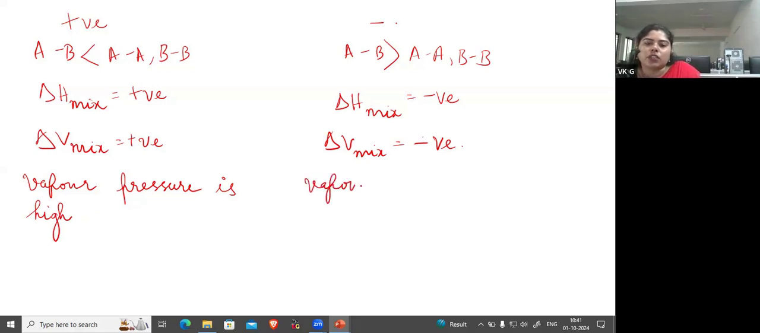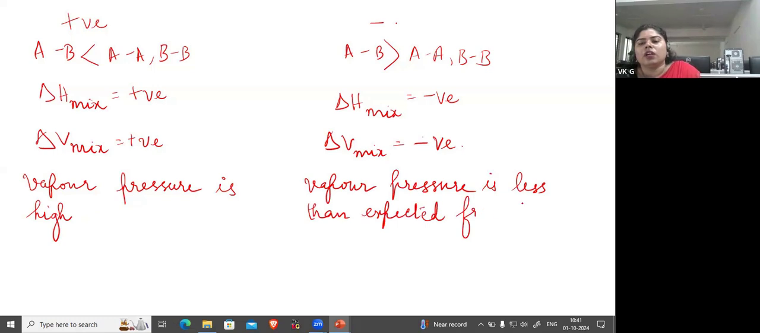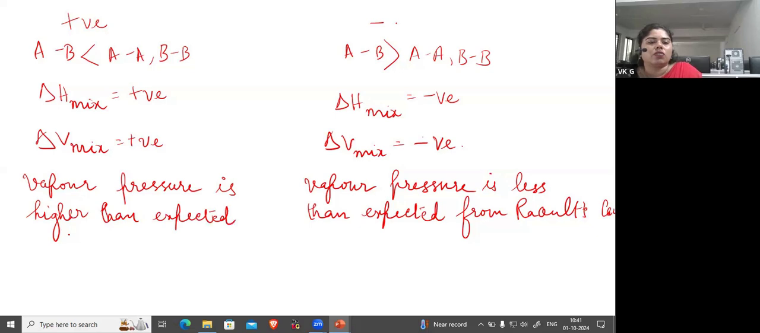Here vapor pressure is less than expected from Raoult's law. Okay. Vapor pressure is less than expected from Raoult's law. Here it will be higher than expected from Raoult's law. Put the same point, expected from Raoult's law. Okay, so these are the differences you can put up.